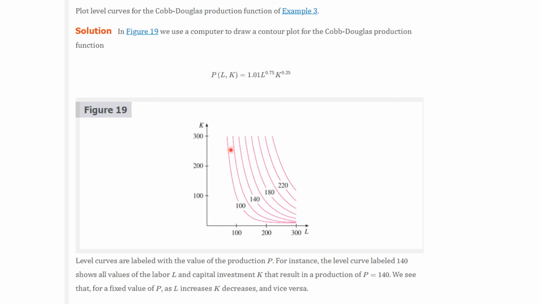Okay, so here we do it for P equals 100. This is for P equals 140, P equals 180, and so on and so forth. So you see these level curves are labeled with the value of the production function. And this helps you realize that for a fixed value of P, as L increases, K decreases, and vice versa.